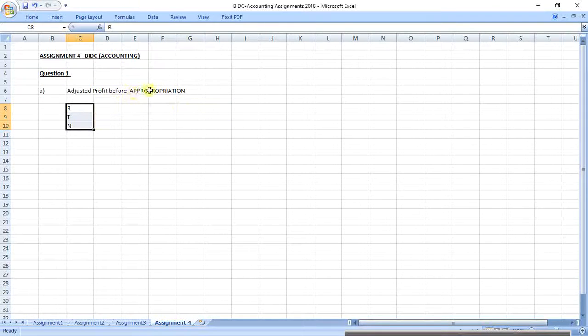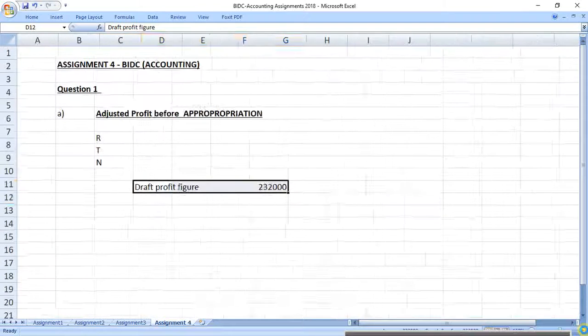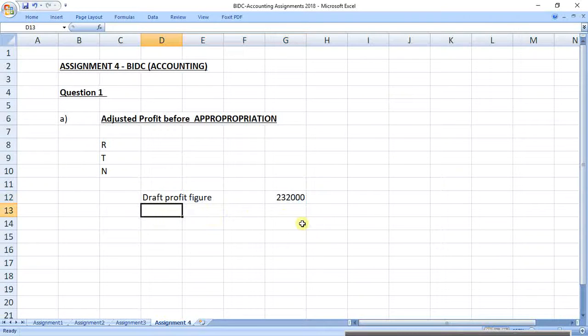Okay, so adjusted profit before appropriation, that's the calculation that we're going to be doing. Okay, we need to start with the draft profit figure. Okay, so the draft profit figure is how much? 232,000. There's the draft profit figure. Okay, the question said that this did not take the following into consideration. Okay, so must we take the following into consideration? Of course we do. And this is where you're going to get the working marks. Okay, so you have to start with something because you're adjusting the profits. Okay, so the draft profit figure as it is currently is 232. We need to change that and we need to update it based on these points.